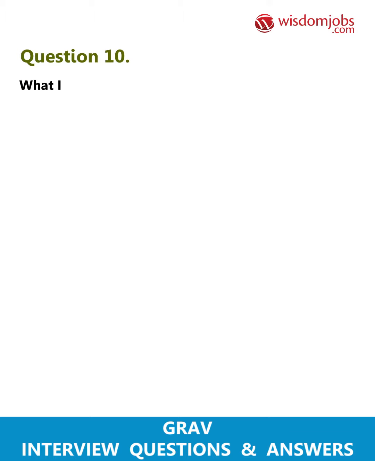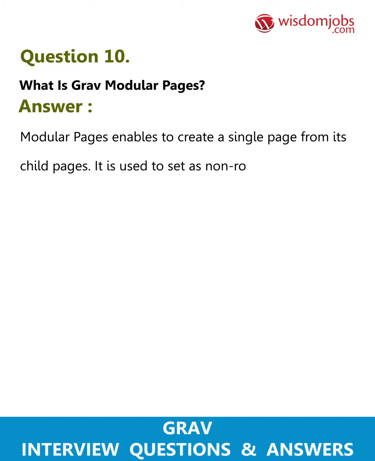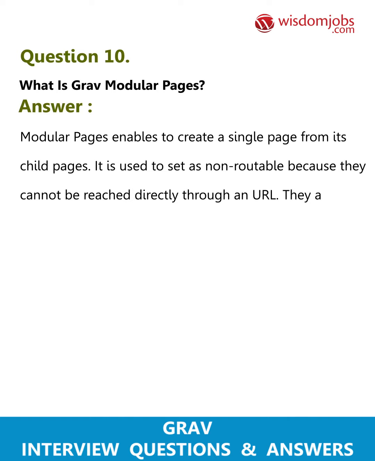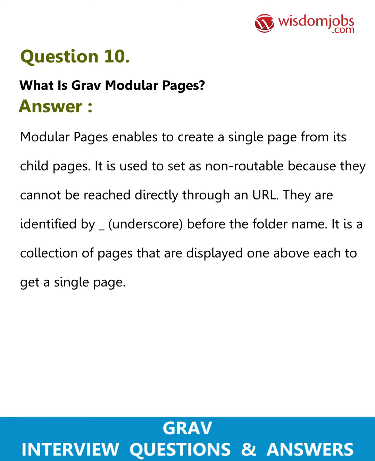Question 10. What are Grav Modular Pages? Answer. Modular Pages enable you to create a single page from its child pages. They are set as non-routable because they cannot be reached directly through a URL. They are identified by an underscore before the folder name. It is a collection of pages that are displayed one above the other to get a single page.